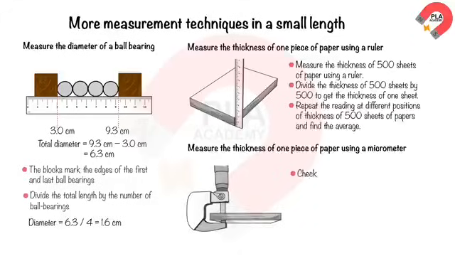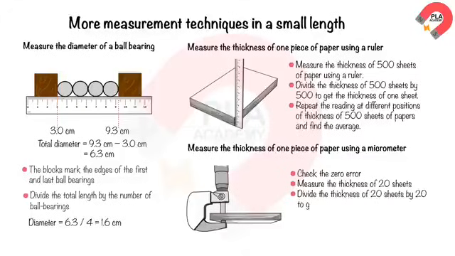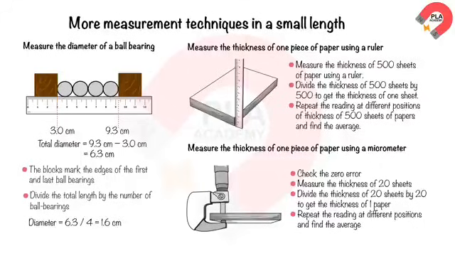Using the micrometer screw gauge. Check the zero error of the micrometer. Measure the thickness of 20 sheets of paper using the micrometer. Divide the thickness of 20 sheets by 20 to get the thickness of one paper. Repeat the reading of the 20 sheets thickness at different positions of the 20 papers and find the average.